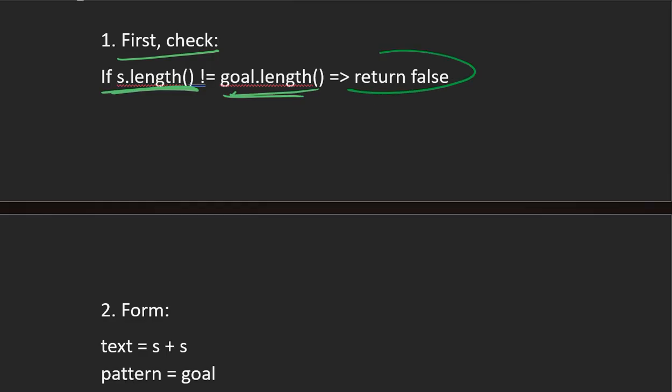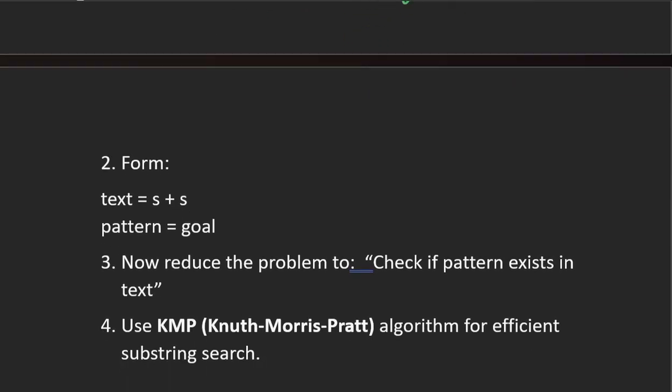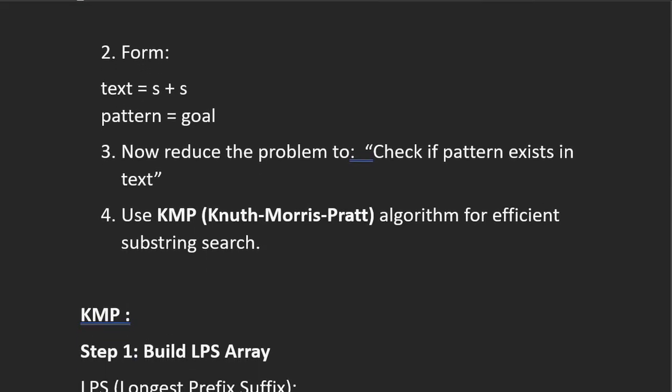If they are not the same, then we directly return false, because then we can't make s equal to goal if they are different lengths, right? After checking this condition, we concatenate the string with itself. So basically this is our text, and goal will be our pattern. Now the problem has been reduced to checking whether this pattern exists in the text or not. So it's a pattern matching question. We have reduced the problem to a pattern matching question.